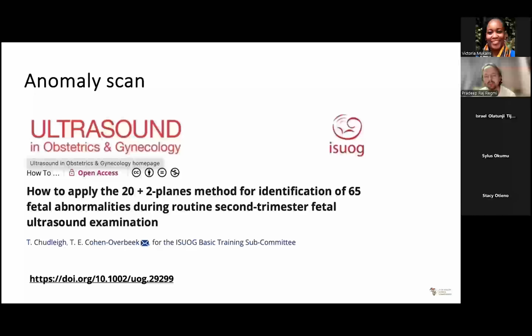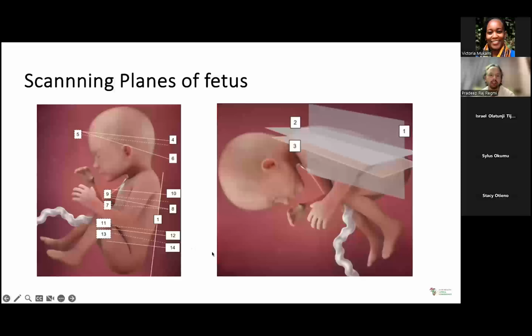So there are certain anomaly guidelines for how we do the anomaly scans during the fetal anatomy scan. Referring to this article, there are approximately 20 plus 2 planes, and with this 20 plus 2 planes method, we can identify 65 fetal abnormalities during our second trimester anatomy scan. So during the scanning of the child, we can see this.